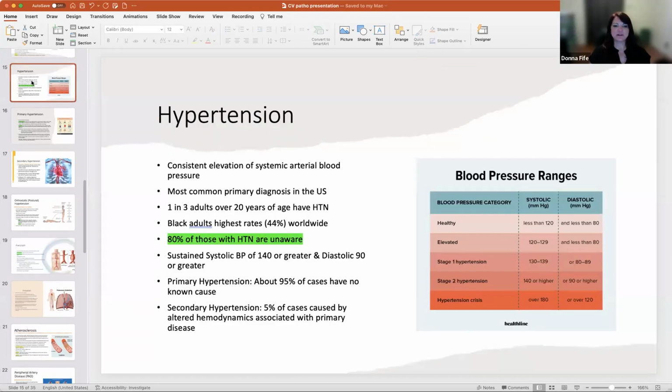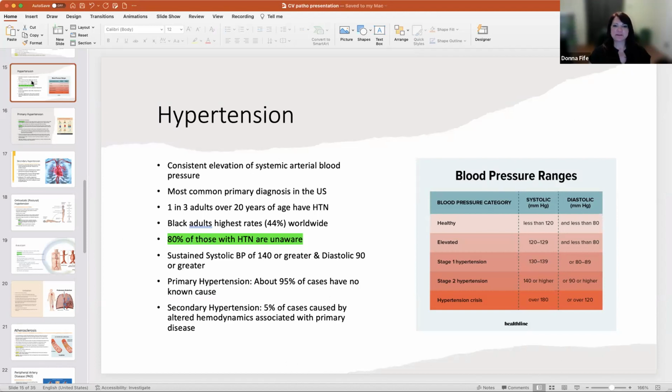Hypertension, the consistent elevation of systemic arterial blood pressure. This is the most common primary diagnosis in the United States. It's estimated that 1 in 3 adults over the age of 20 have hypertension. And the highest amount of this is in Black adults, about 44% worldwide. About 80% of those with hypertension are unaware, hence why it is known as the silent killer.